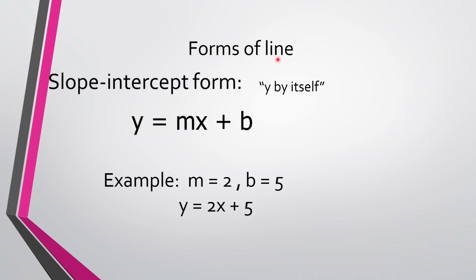Okay, so we have forms of line here. First, we're going to study slope-intercept form, or y by itself. This is the formula: y is equal to mx plus b. Example, if your m is 2 and your b is 5, your equation would be y is equal to 2x plus 5.